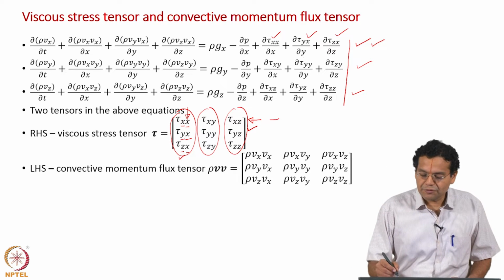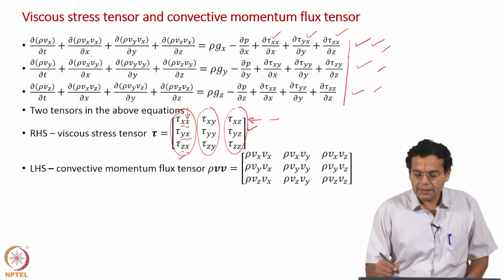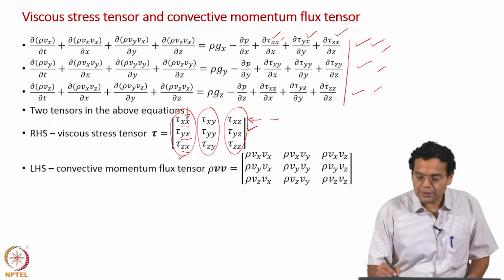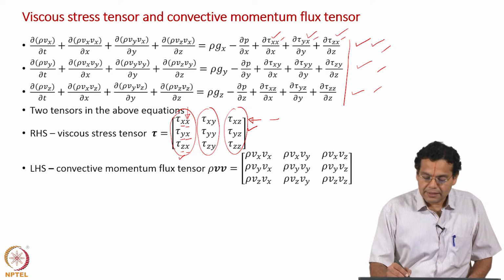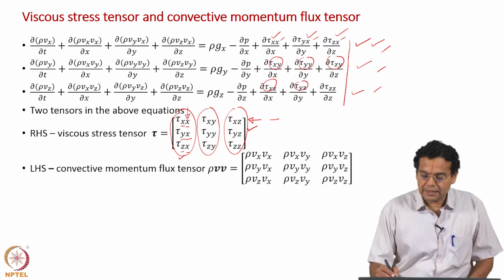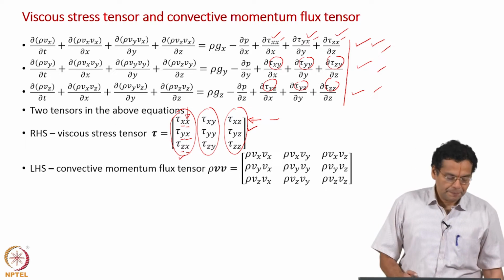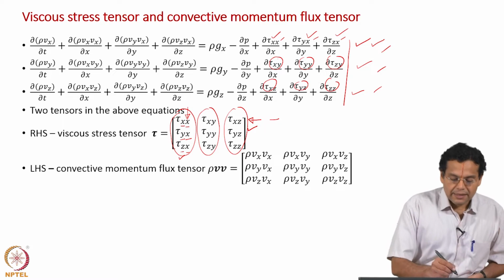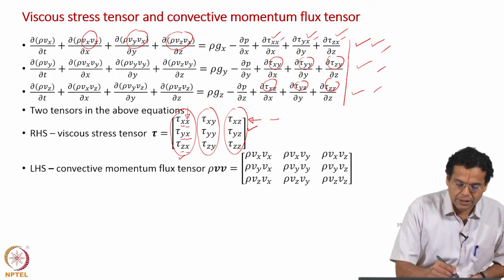Now, suppose we are writing that stress tensor from these equations, what would we have done? We would have taken these 3 components and written them column-wise as the first column, then taken these 3 components and written them as the second column, and then taken these 3 and written them as the third column.